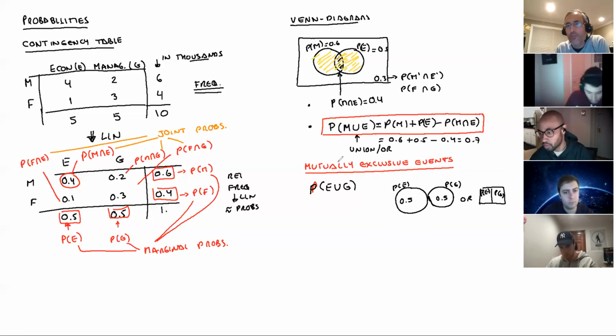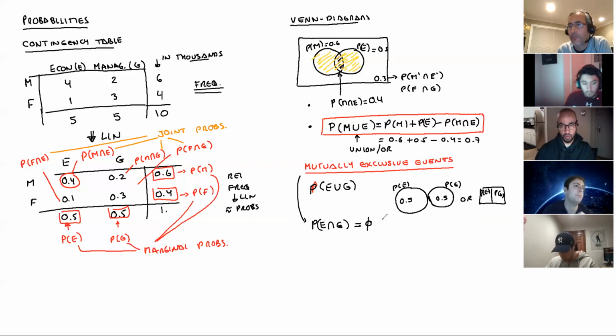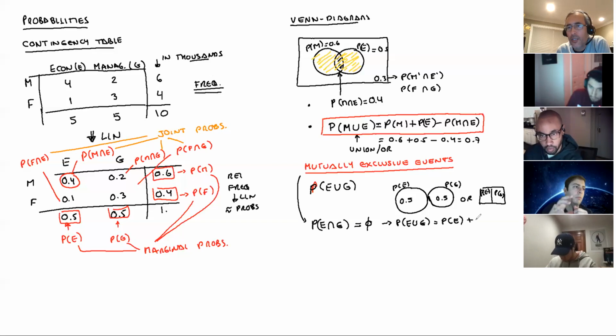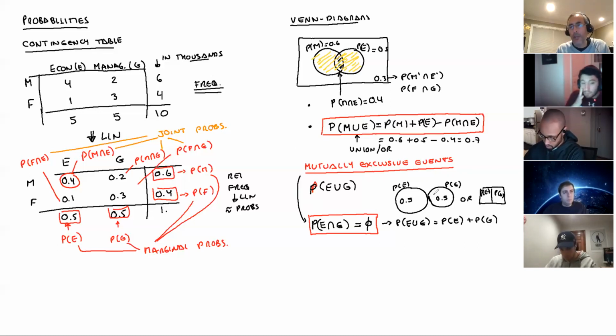But now, in terms of mutually exclusive events, this implies the following, guys. These two events are mutually exclusive if the joint probability of them equals what? Empty. Which means that the probability of the union is simply equal to the sum of the marginals. So the definition of a mutually exclusive event, guys, is this one here: that the joint is empty. They don't intersect, meaning that if this happens, this cannot happen. In real life, guys, you can have an economist that is at the same time a manager. Do you agree? But in this example, no. And this is the definition of mutually exclusive event.